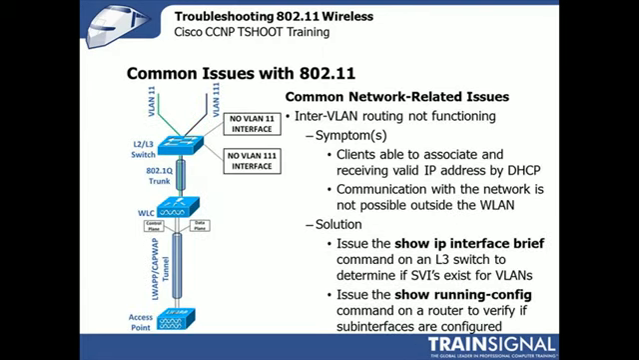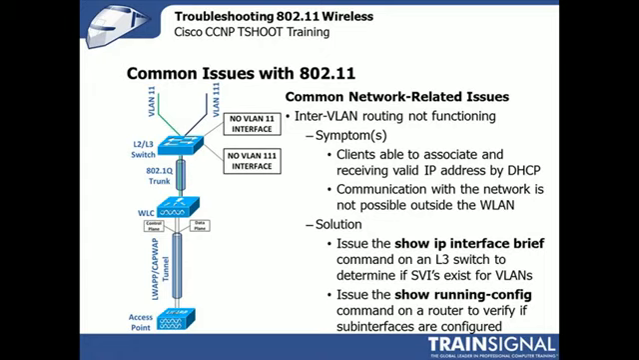Another area has to do with network related issues: inter-VLAN routing is not functioning. If you recall, there are two ways to have inter-VLAN routing work. If you have a layer 2 only switch, you'll have to use an external router, and it's called router on a stick. You have to have a series of subinterfaces created on the LAN interface of the router, along with the correct VLAN encapsulations and VLAN IDs, or you have a layer 3 switch with an internal route processor.